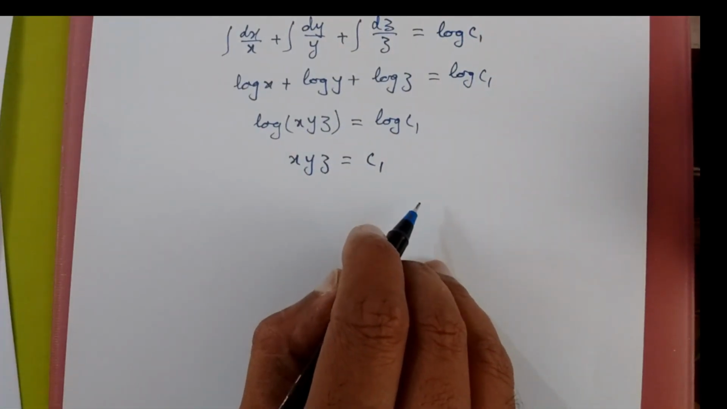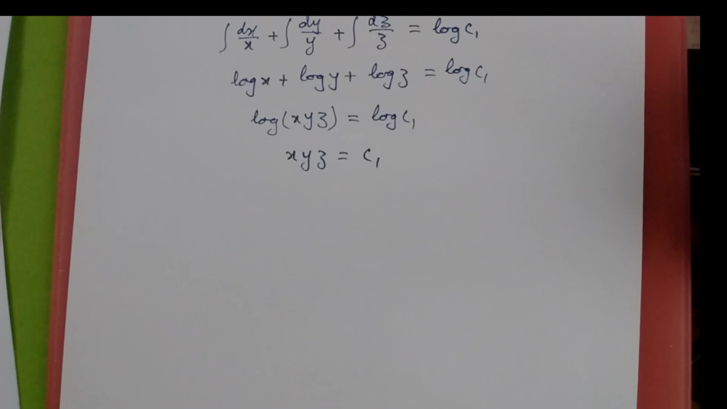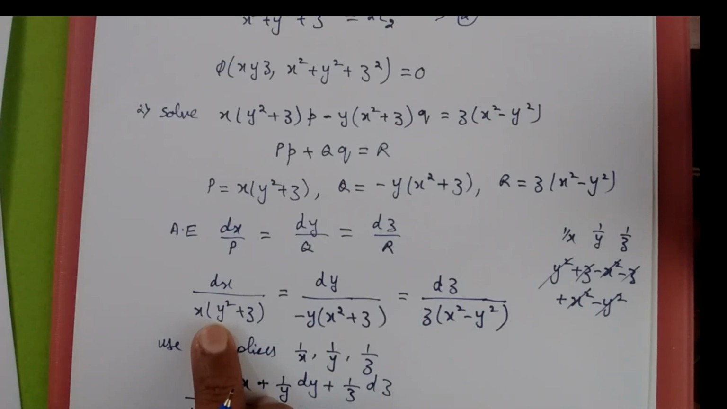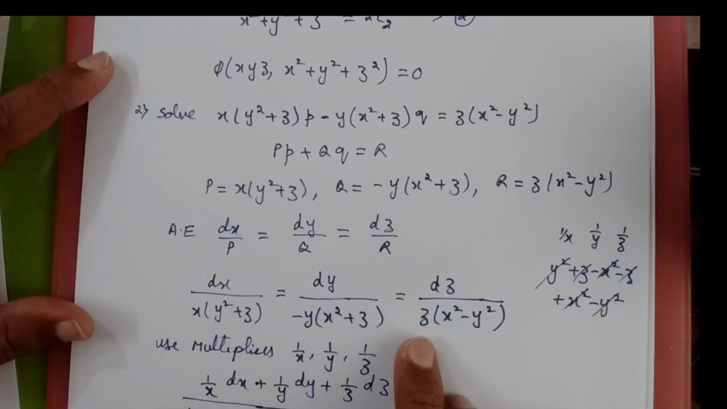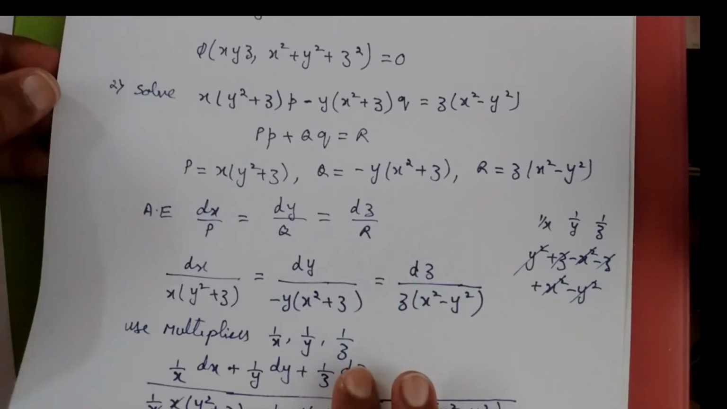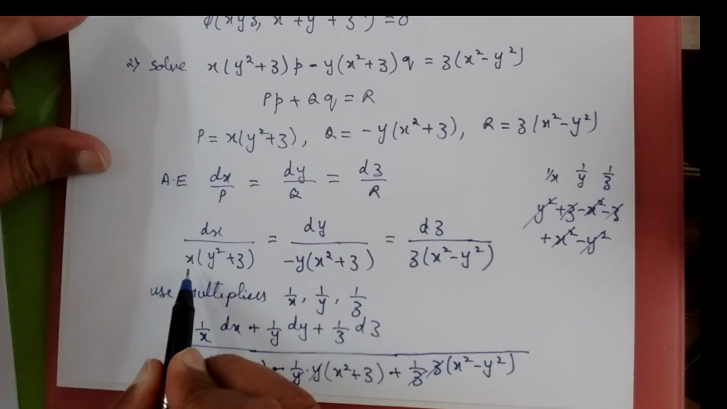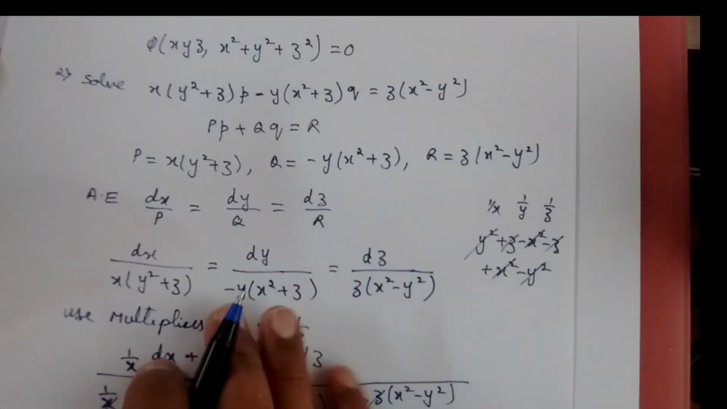Now for the second solution you have to use the next multipliers. So let us try to see what multipliers can be used over here. Let us go back to the expression that we have. This is the expression we have. It is dx by x into y square plus z minus y into x square plus z into x square minus of y square. So what multipliers can be used over here? Now once again, as we have seen in the previous example, can I use x, y and z as the multiplier? Let us try to check it. If I can use x, y and z.